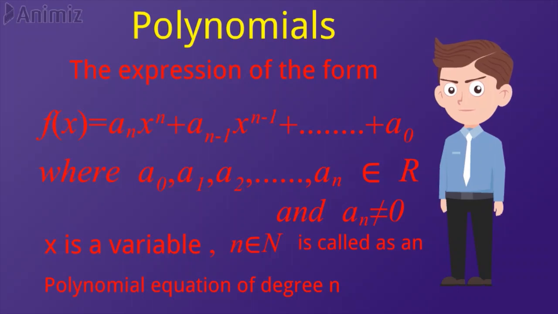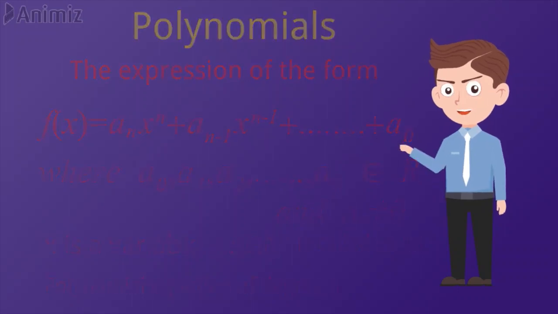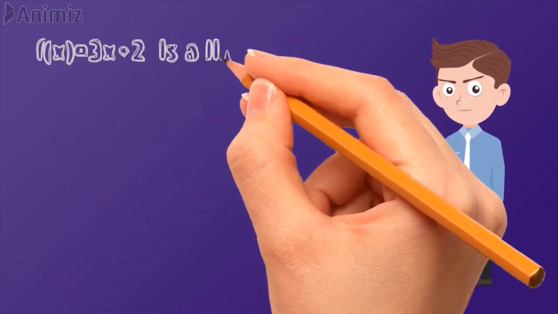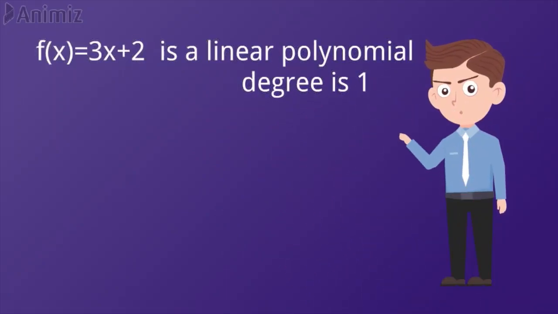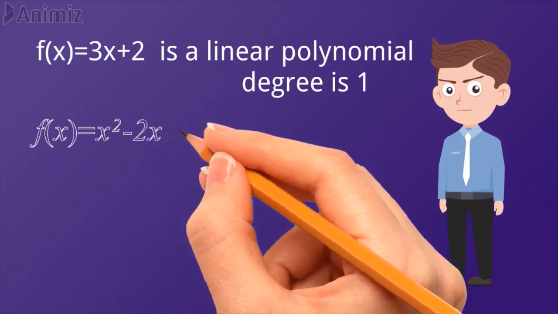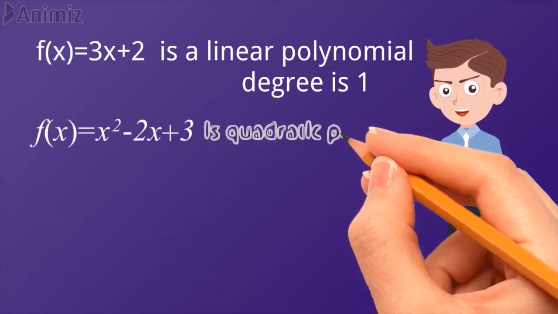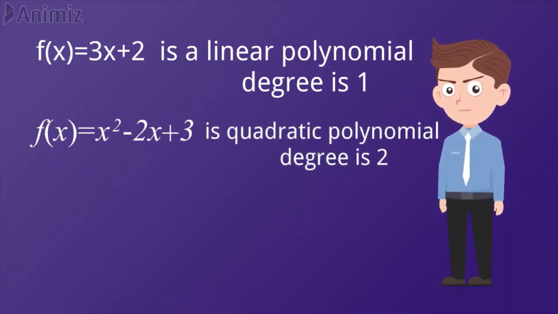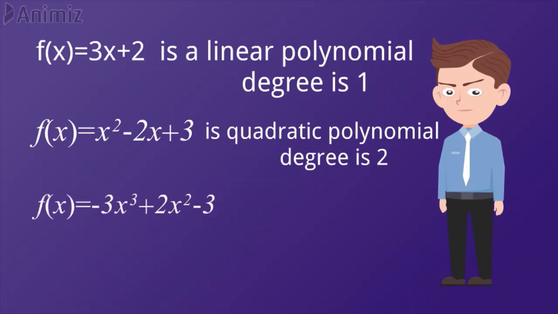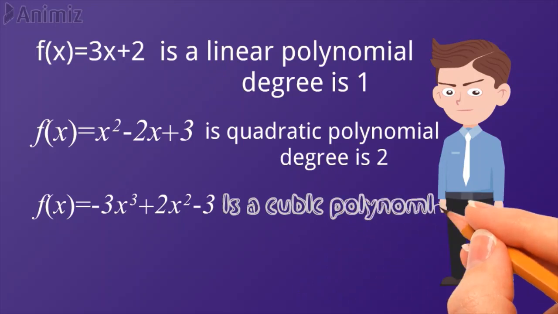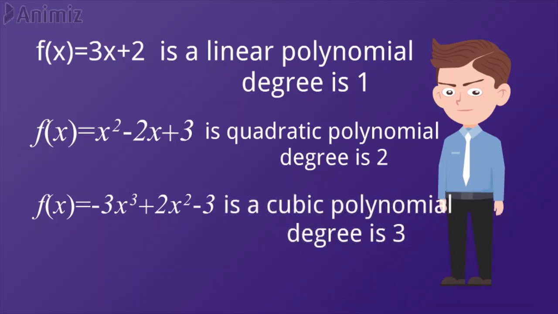Now once you understand what a polynomial is, there are different types of polynomial equations. We say a linear polynomial where the degree is 1, like f(x) = 3x + 2. A quadratic polynomial where the degree is 2, for example f(x) = x^2 - 2x + 3. Then a cubic polynomial where the degree is 3, for example -3x^3 + 2x^2 - 3x. So these are the different types of polynomial equations.